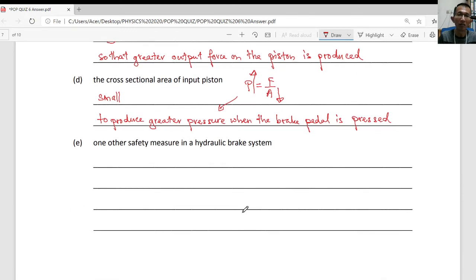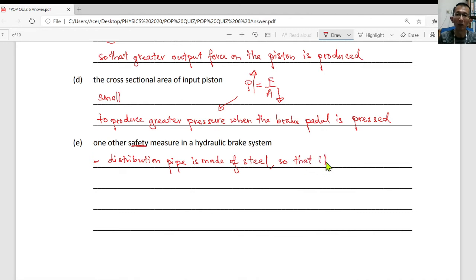E. One other safety measure in the hydraulic brake system. So here it talks about a safety measure. What is the safety measure that needs to be installed in a hydraulic brake system? One, I would like the pipe, which we call the distribution pipe, to be made of steel. Why do we use steel? What is so special about steel? Because steel doesn't rust easily, right?